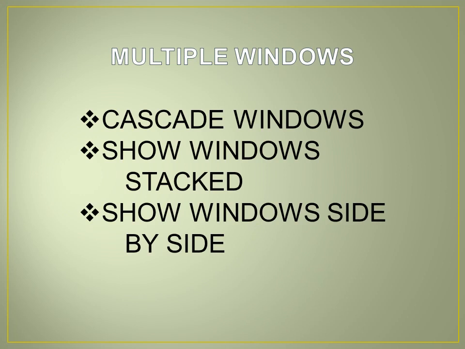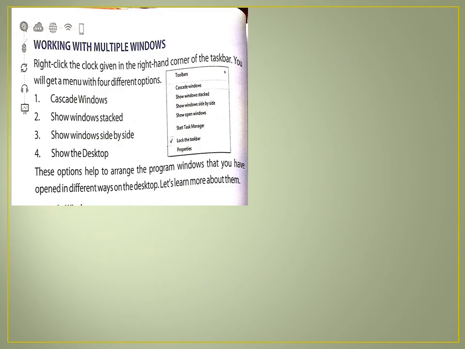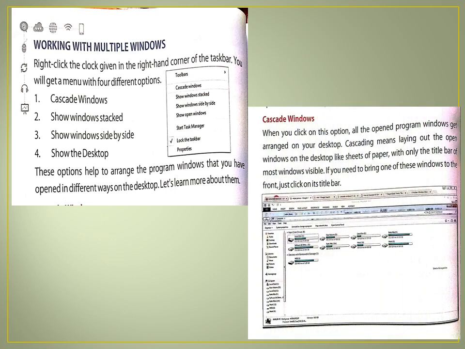Fourth one is show the desktop. So first of all, we will discuss cascade windows. When you click on this option, all the open program windows get arranged on your desktop. Clear to all? Cascading means laying out the open windows on the desktop like sheets of paper with only the title bar of most windows visible.